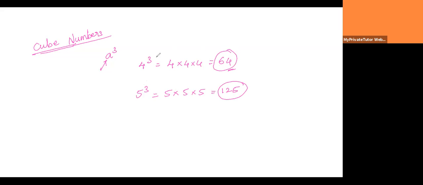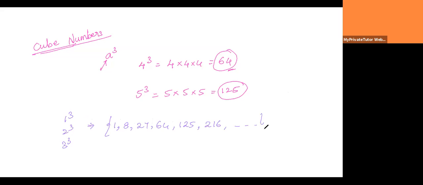For example, you might get a question: write down a few cube numbers, or example cube numbers. You can write 1 cube, 2 cube, 3 cube, but this is a non-simplified form. Instead of this, how do you write the cube numbers? The cube numbers are 1, 8, 27, 64, 125, and 216, and it goes on. 343, and it goes on.